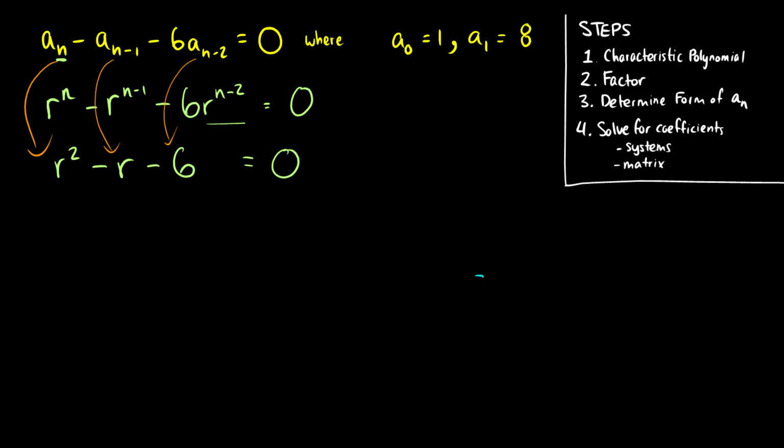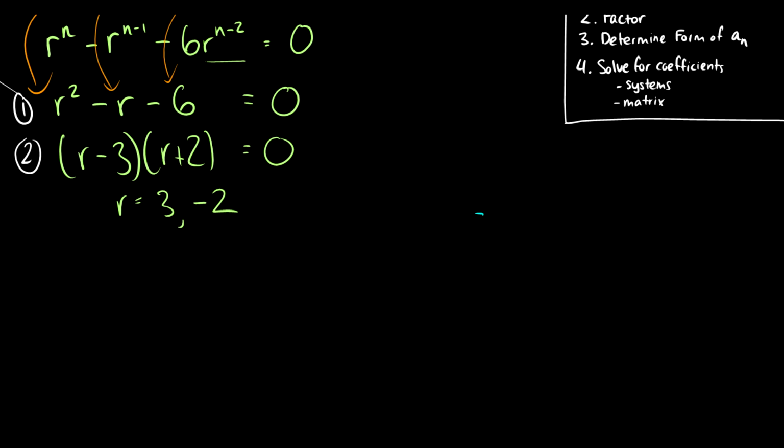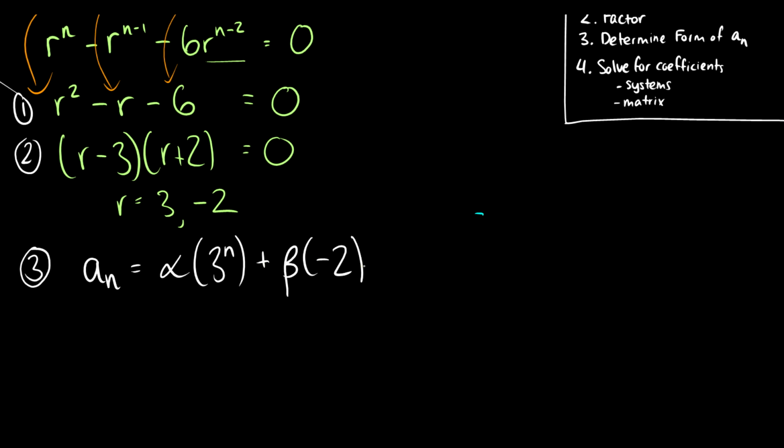Now, the second step is to factor. So, r^2 - r - 6, what does this factor into? Well, this can be (r - 3)(r + 2) = 0. So our roots are going to be r = 3 and r = -2. So what this means is that for step 3, the form of our solution a_n is going to be some number alpha times 3^n plus some number beta times (-2)^n.